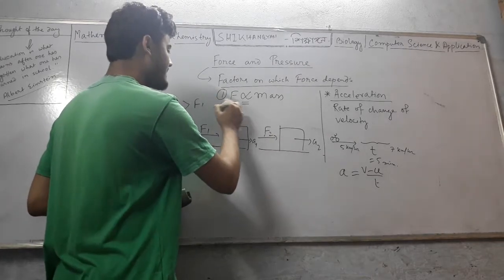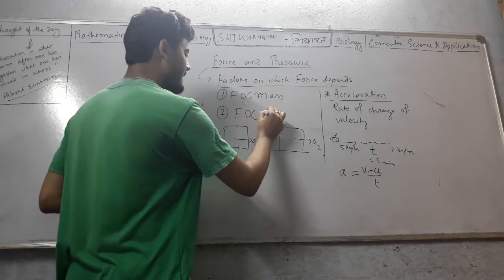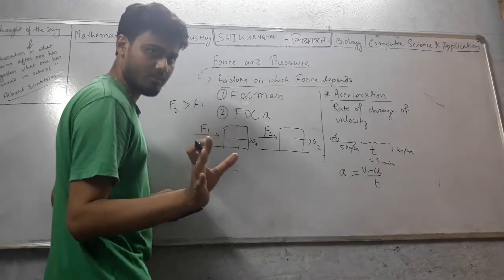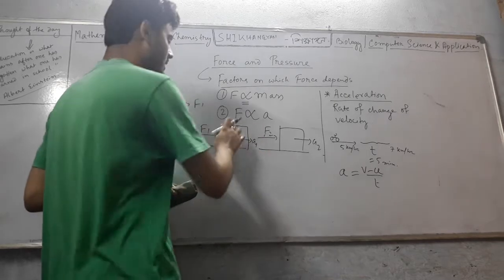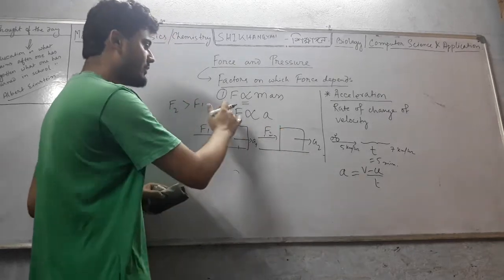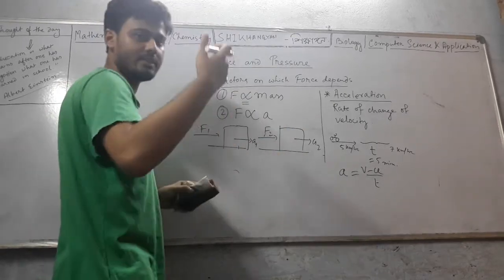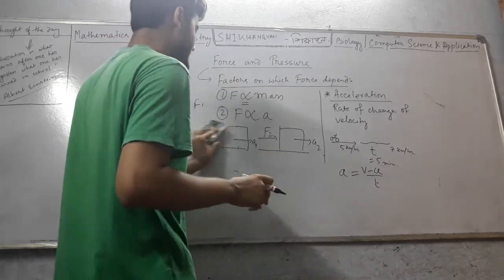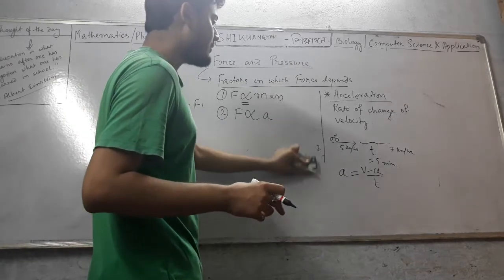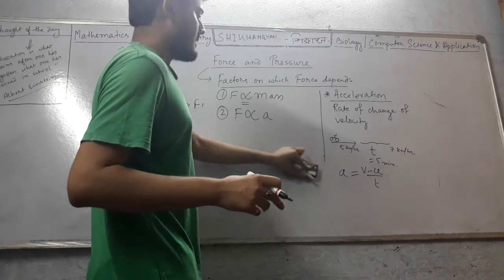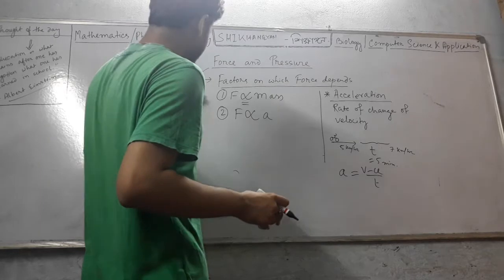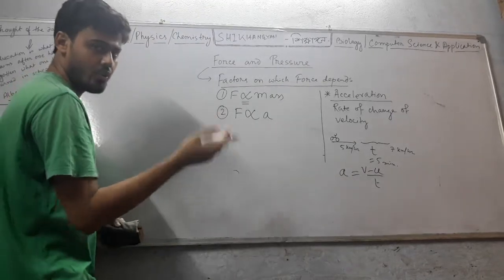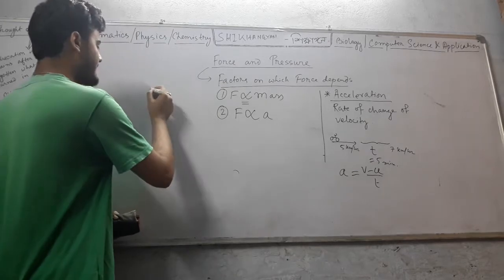Thus, the second relation comes: F varies as a. That means for the same object, when force is increased, acceleration also increases, and when force is decreased, acceleration also decreases. These are the two relations, and from these two relations we will form the formula F equals ma. Let us see how. There is another rule in the proportion chapter you will learn later.